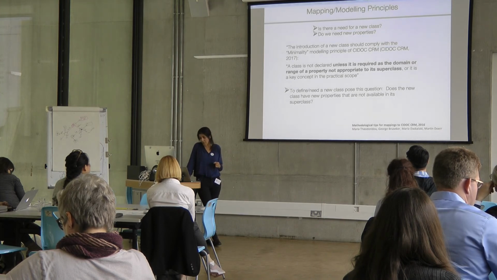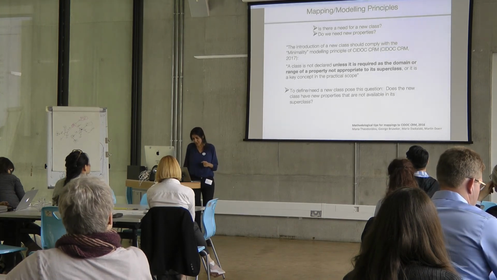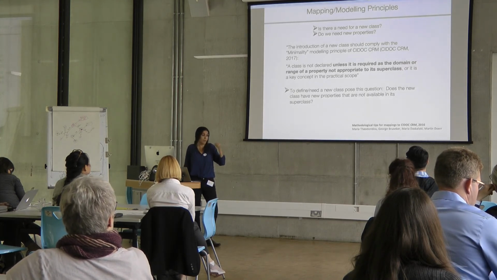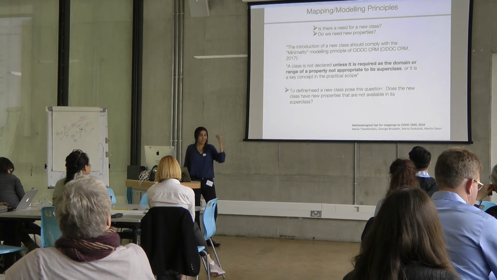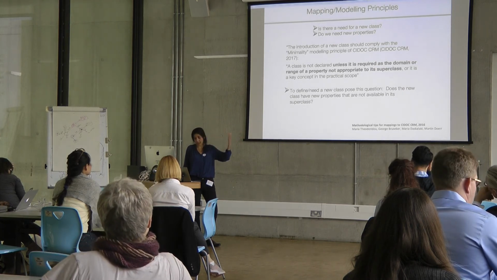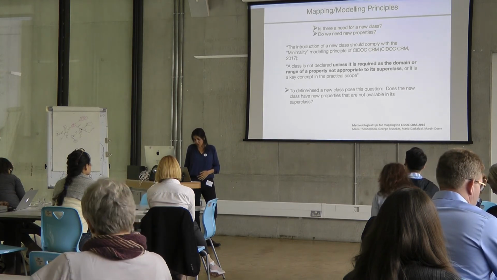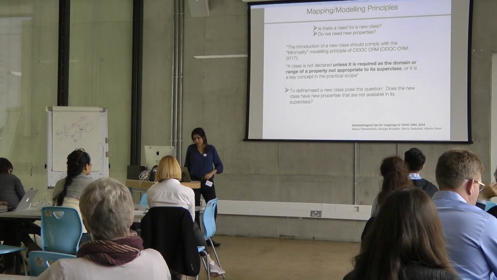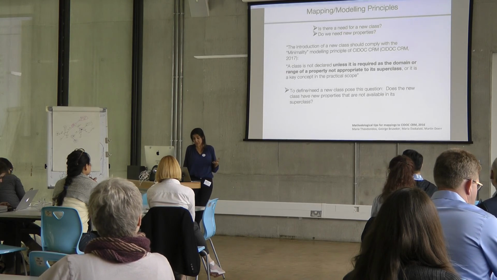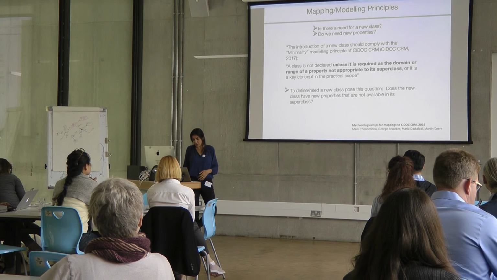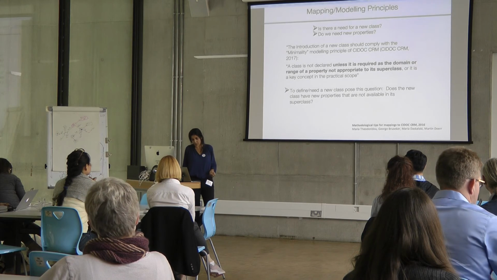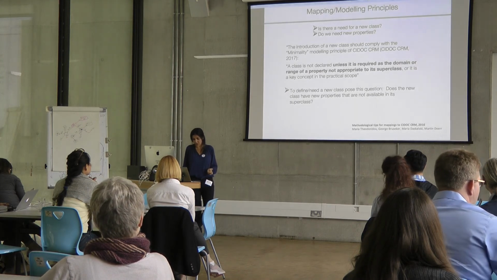So we started to think about whether there is a need to add an extension, or a few classes or properties, in order to define things that haven't happened yet and might happen in the future. When I started to read about CRM, they have rules to understand whether there is a need for a new class or new properties. The introduction of a new class should comply with the minimality modeling principle of CIDOC CRM.